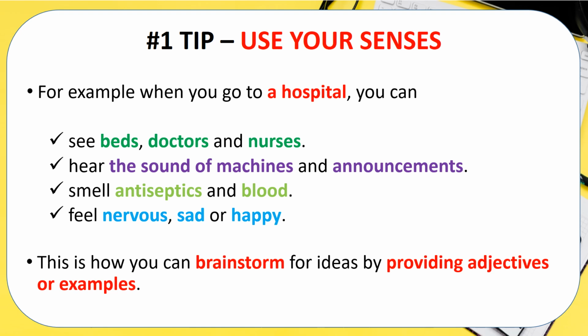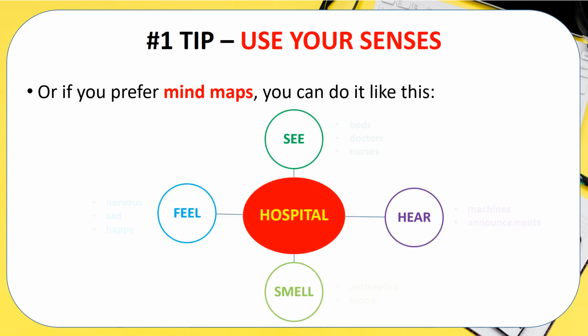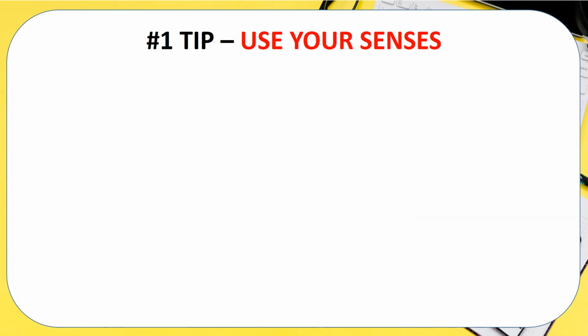This is an example of brainstorm because some people prefer brainstorming. But what if you are a mind map person? Let's see. So with the same points we had earlier, if you prefer to draw mind maps, then you can do it like this. Alright? Okay, you can do it like this. Now let's look at an example of paragraph using the words we managed to get from our senses earlier.